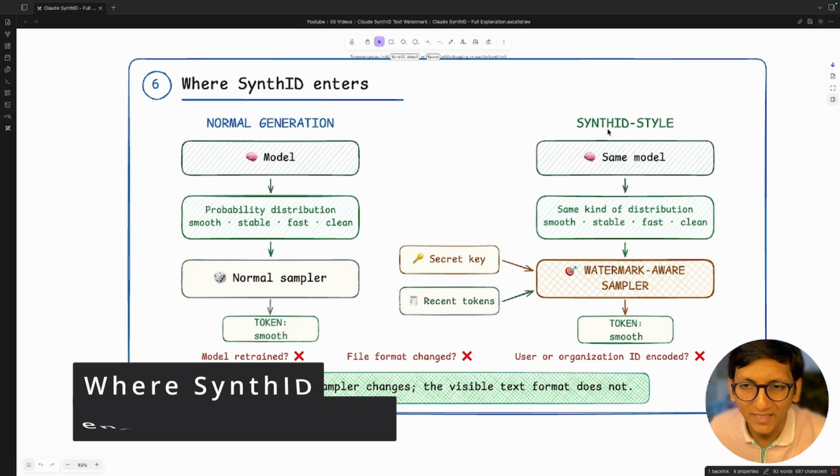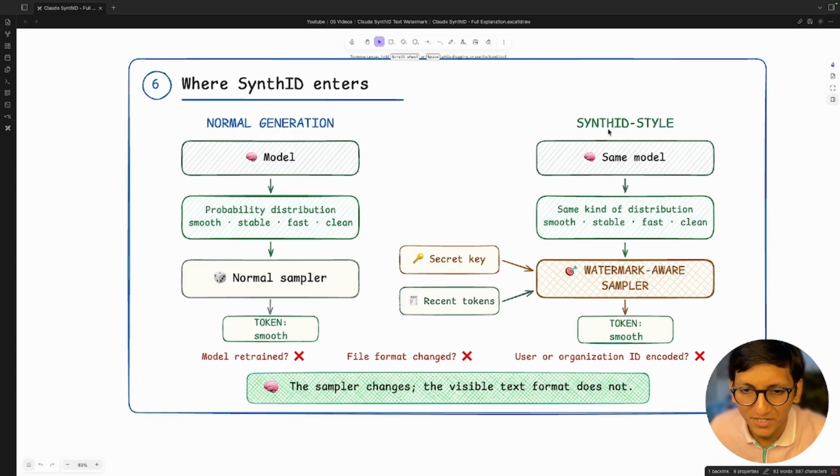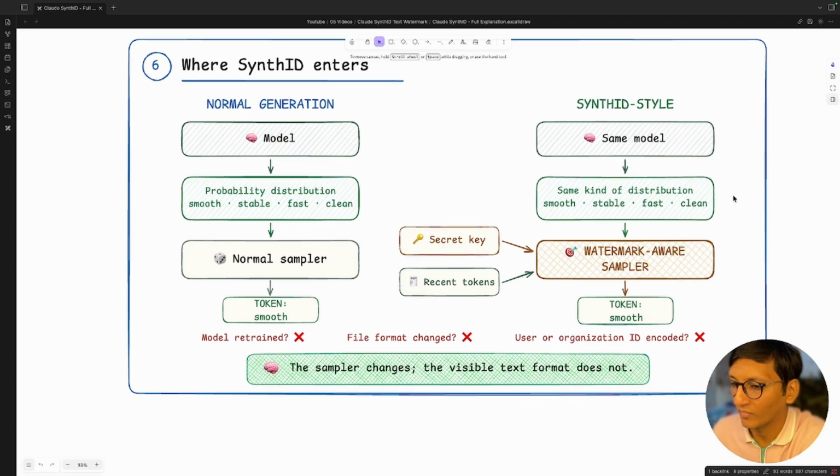Now, where does SynthID enter the pipeline? In normal generation, the model generates the probability distribution for the next token, and the normal sampler chooses from that distribution. Whereas in the SynthID style, the model still produces the same kind of distributions, but the sampler is now a watermark-aware sampler. It has the secret key and the context of the recent tokens. This pattern influences which token can be selected. No model is retrained, no file formatting is changed, and there is no encoding related to the user or the organization.